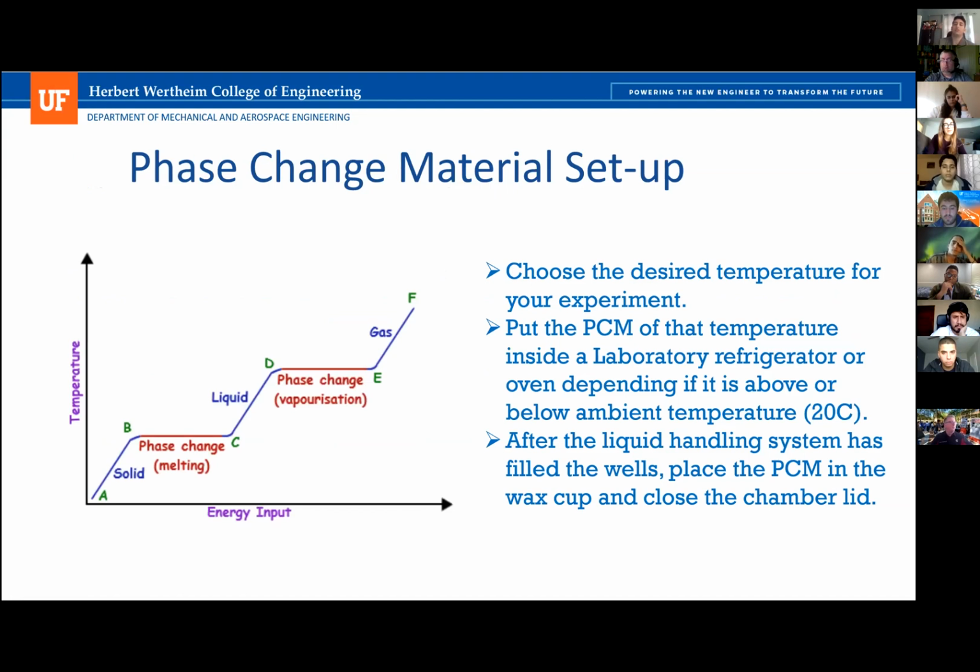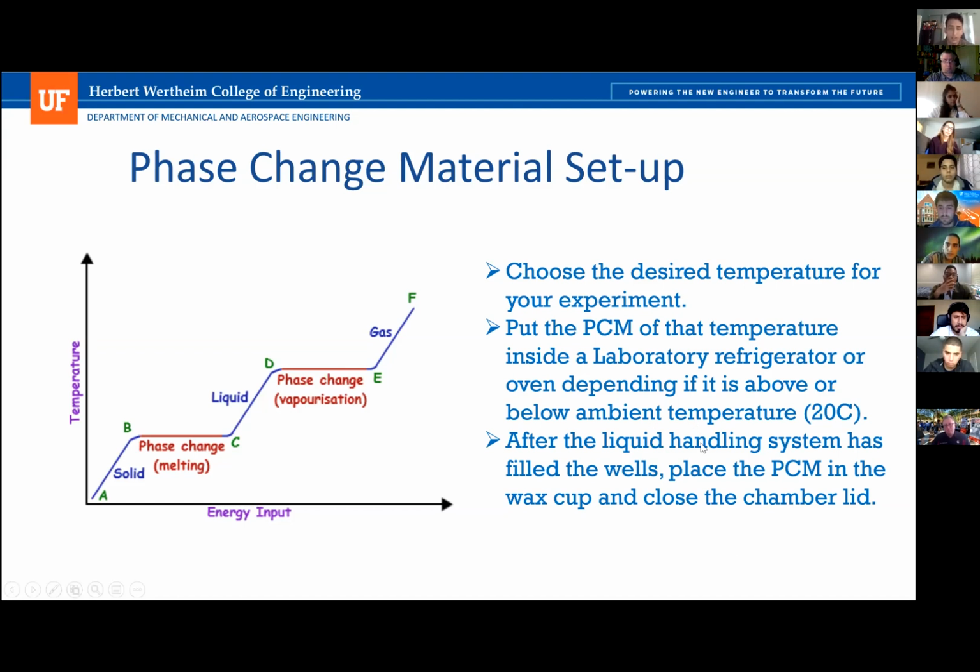So the phase change material setup: we want to take advantage of the constant temperature these phase change materials hold while melting or solidifying. The oils and fats that these materials are made of will stay in that phase and remain at a certain temperature until the phase change process is complete.